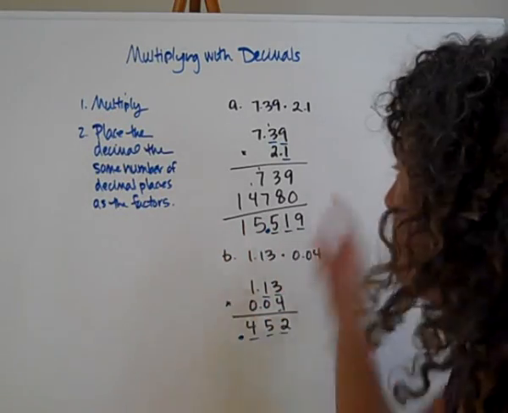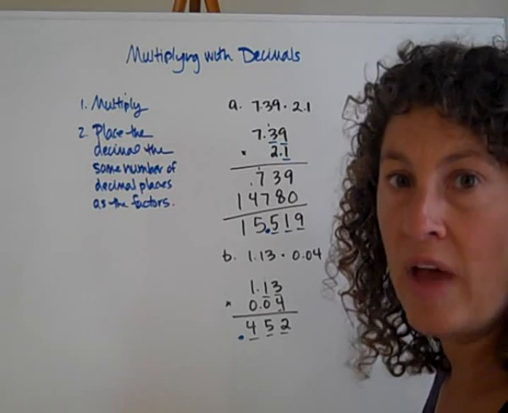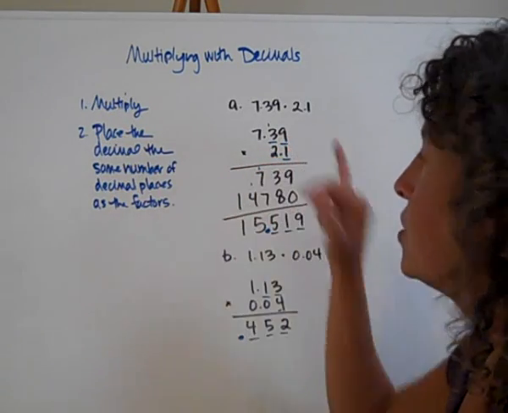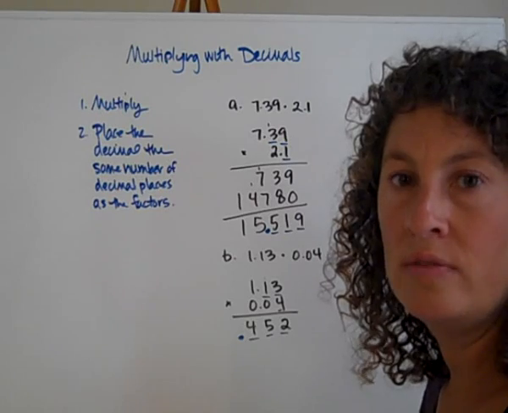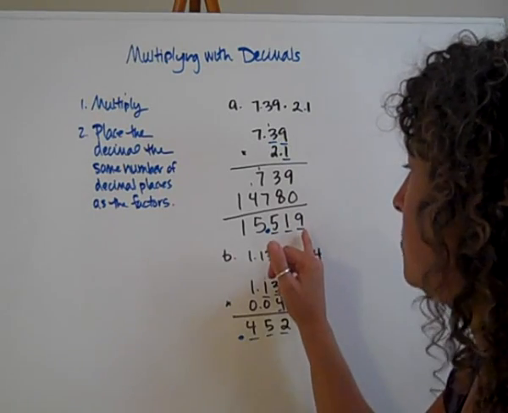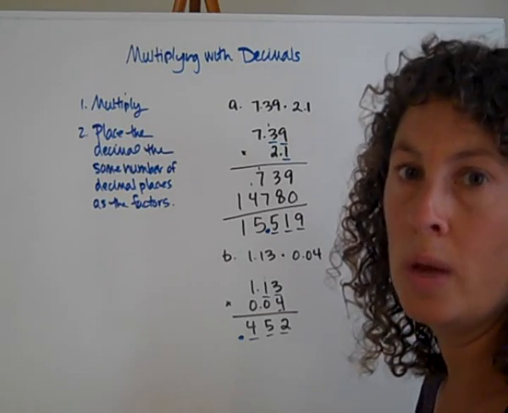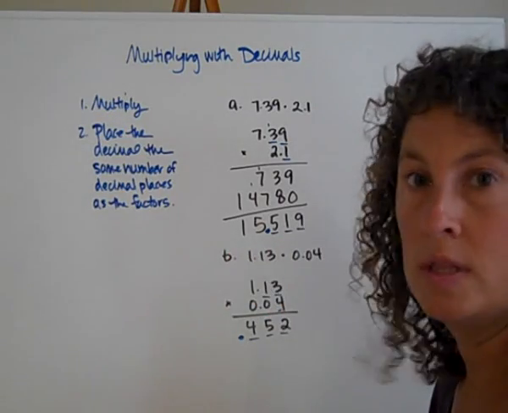Where do I place the decimal? I'm going to go back to my original factors to figure out where the decimal goes. So I've got 1, 2, 3 places to the right of the decimal in my factors. I'm going to give myself 1, 2, 3 digits to the right of the decimal in my product. So there's my decimal right there.